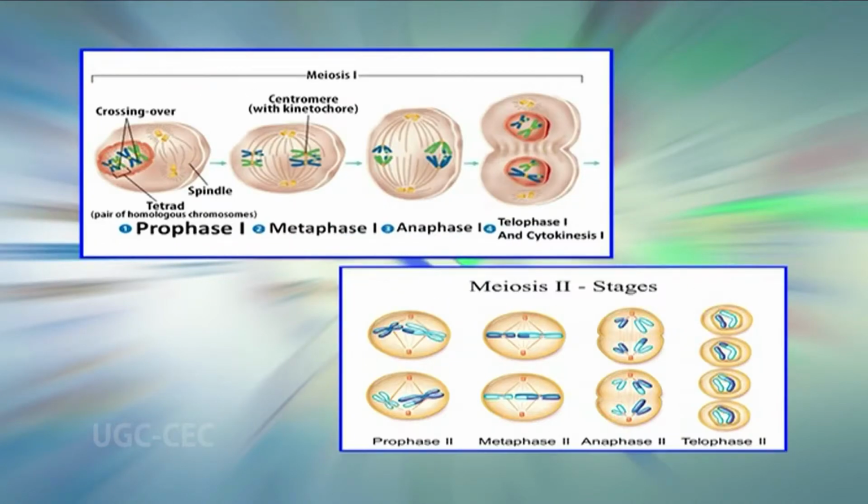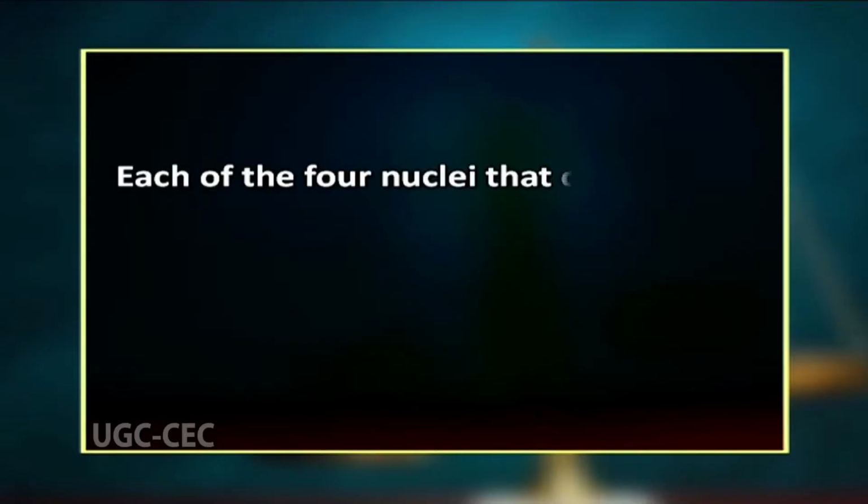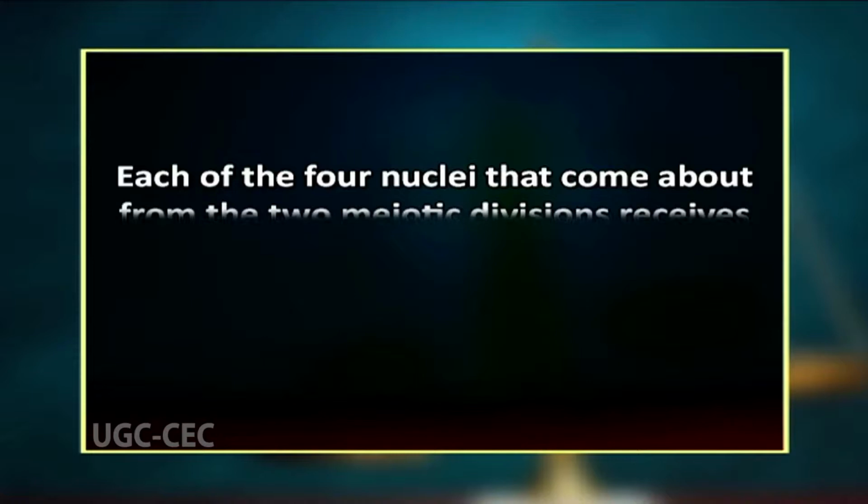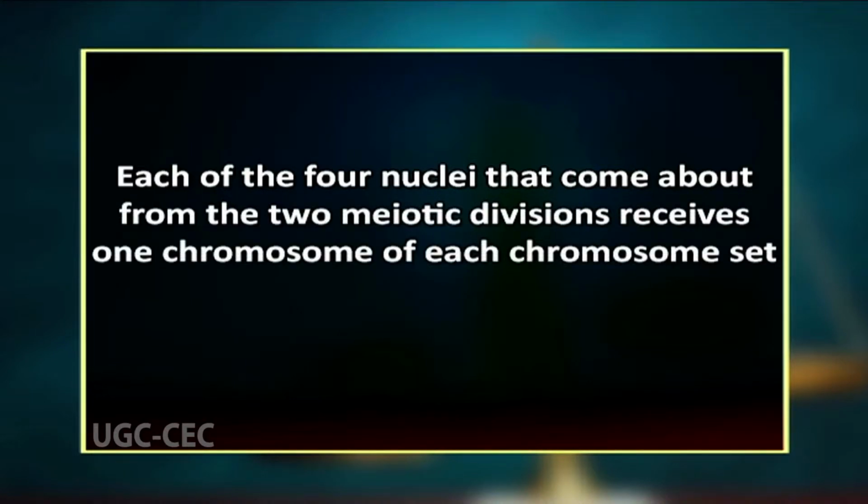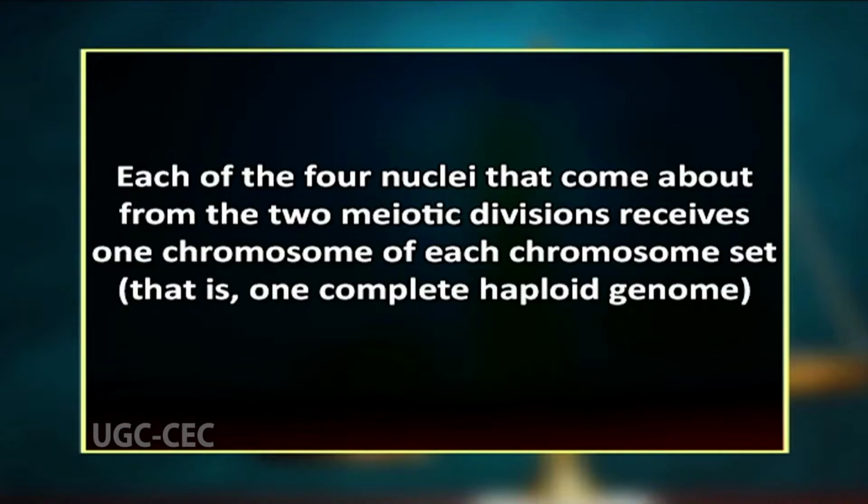Before meiosis, the DNA that makes up homologous chromosomes replicates, and during meiosis, these chromosomes pair and then undergo two divisions, meiosis I and meiosis II, each consisting of a series of stages. Meiosis I results in reduction in the number of chromosomes in each cell from diploid to haploid, that is reductional division. Each resulting pair of attached sister chromatids counts as a single chromosome. And meiosis II results in the separation of the sister chromatids. As a consequence, each of the four nuclei that come about from the two meiotic divisions receives one chromosome of each chromosome set, that is, one complete haploid genome.